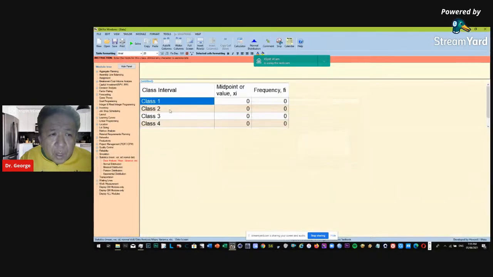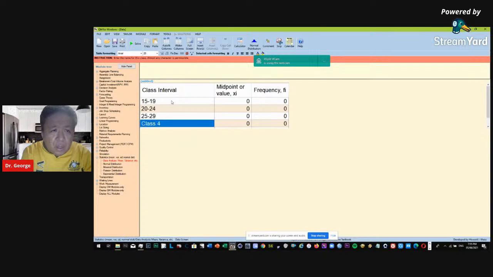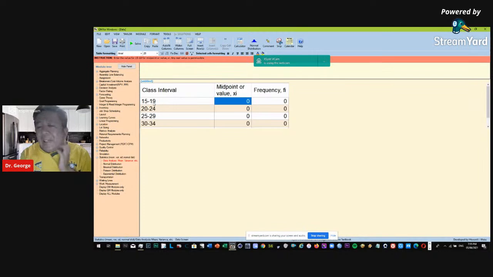If it's grouped data, class interval 1, let's just put 15 to 19 years old. Usually this is the 20 to 24 years old, 25 to 29, and then 30 to 34 years old. The midpoint would be 15 plus 19 divided by 2, so 15, 16, 17, 18, 19, the middle point is 17. The class interval would be 5, so that is 22, 27, 32.